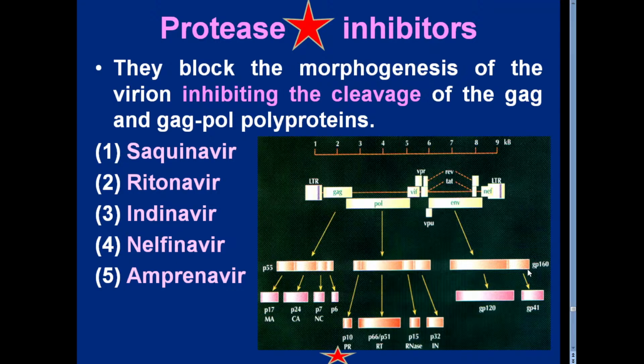Next group, protease inhibitors. They block the protease and as a result inhibit the cleavage of GAG and GAG-POL polyproteins. As a result, structural proteins for new viruses are not formed. Examples: saquinavir, ritonavir, indinavir, etc.